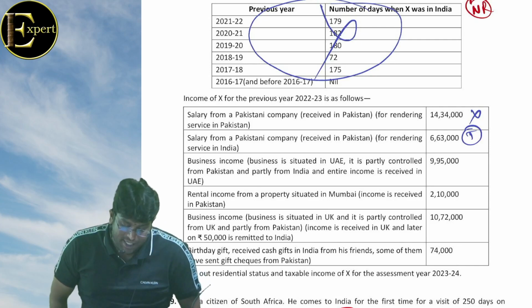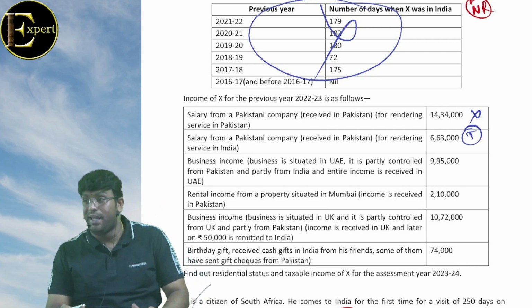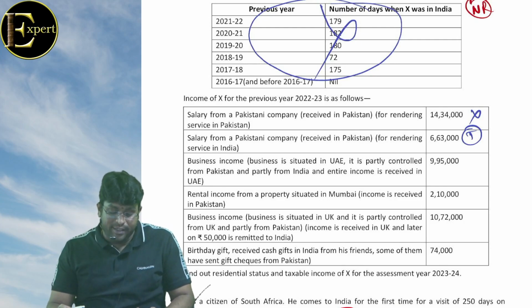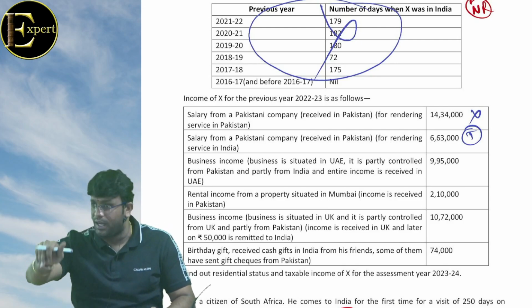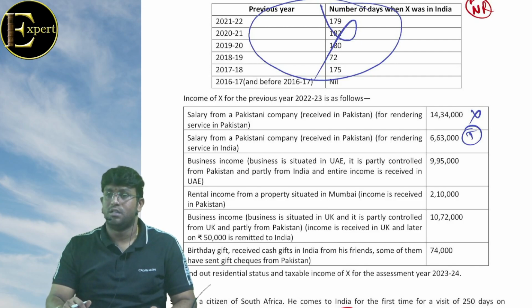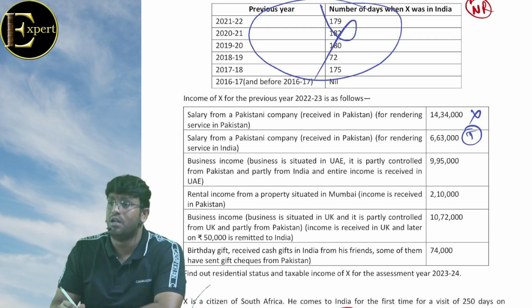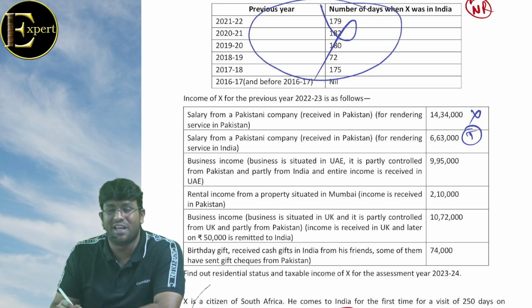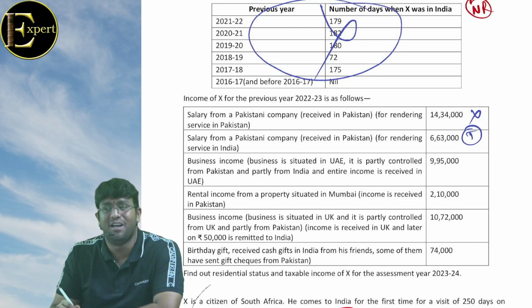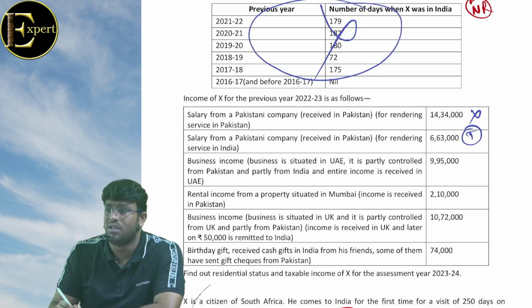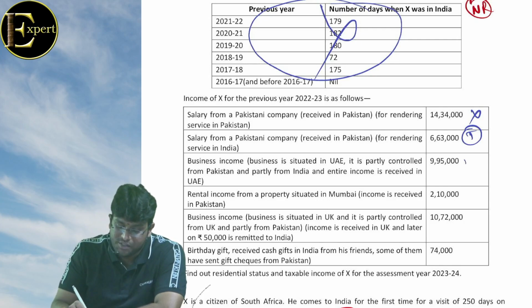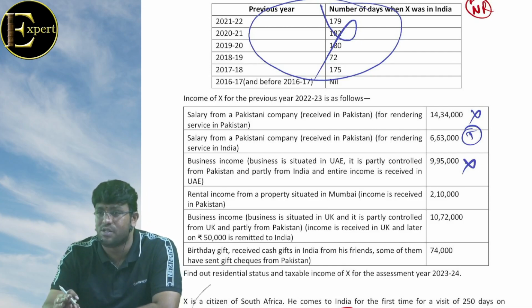Partly controlled from Pakistan and partly from India. And the entire income is received in UAE. Foreign income only, no? But it is partly controlled from India. Tell me, what will happen? Someone says wholly, partly also works? What is the answer? Indian income? Nonsense. It is foreign income and it is not taxable.